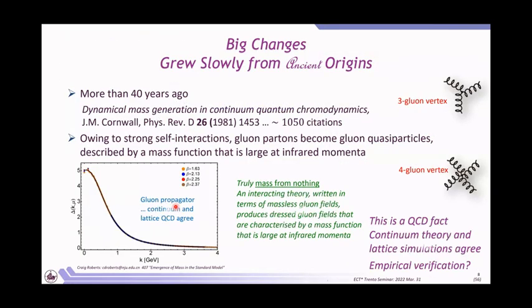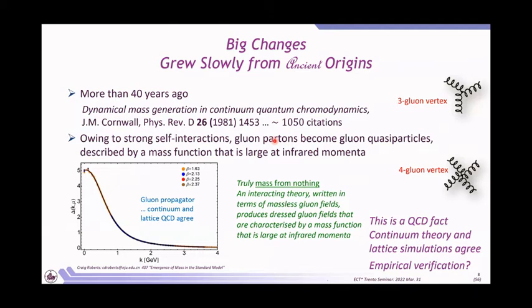Well, there have been big changes, as I mentioned, and their origins perhaps lie some 40 years ago in a paper written by John Michael Cornwell, Dynamical Mass Generation in Continuum Quantum Chromodynamics. It has more than 1,000 citations, and it exploits the fact that QCD has gluon self interactions, and that even without matter fields, is enough to make an interacting quantum field theory. And what he proposed, and has come to be understood in the last 40 years, is that owing to strong self interactions, these gluon partons, in terms of which the QCD Lagrangian is expressed, become quasi-particles.